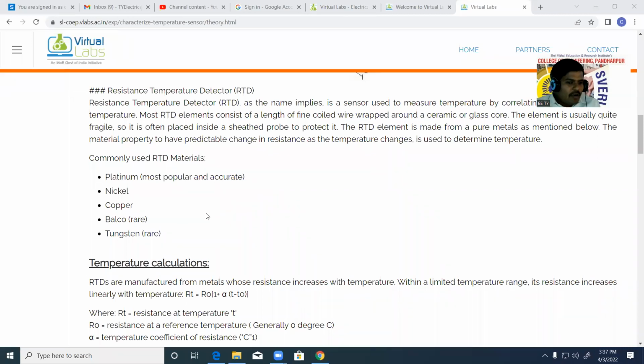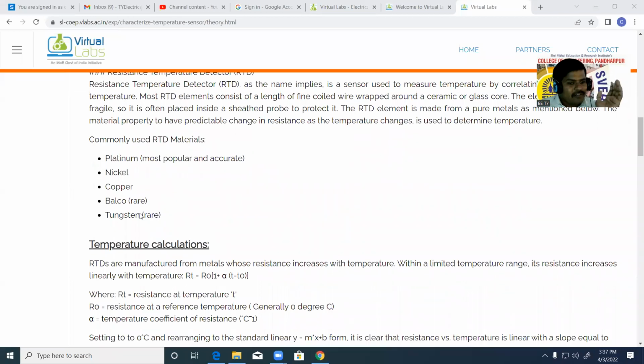Commonly used materials are pure platinum, nickel, and copper. Balco material is rarely used, and tungsten is also rarely used. So the most popular and accurate material we use to fabricate the RTD sensor is platinum.